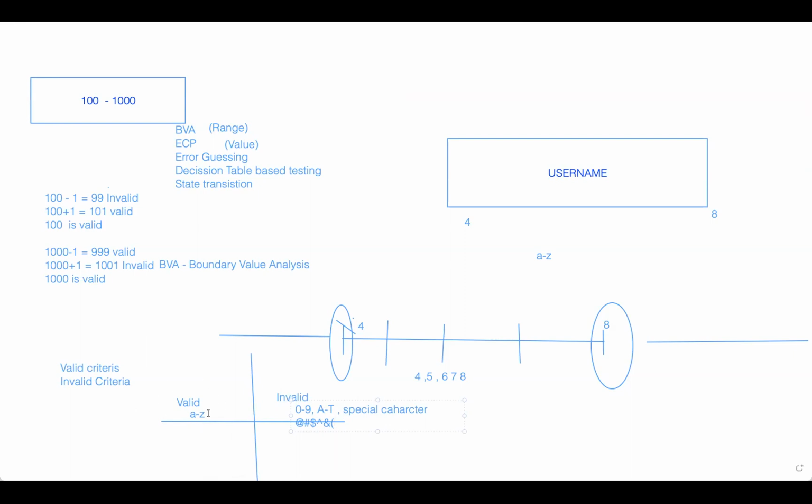This is a kind of categorization: what is valid and what is invalid in respect of BVA and ECP. In BVA, we focus most on the range, and in ECP, we focus more on the value entering into the text box. So whenever you see text boxes, you should apply both BVA and ECP techniques. In BVA, how many partitions do we have? 6. 3 for minimum and 3 for maximum.